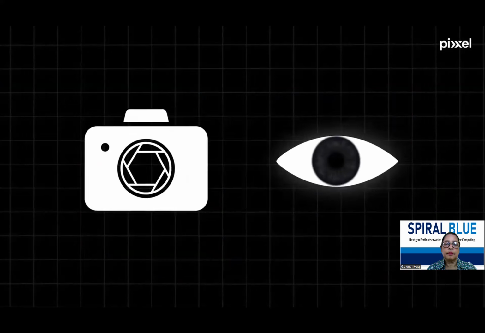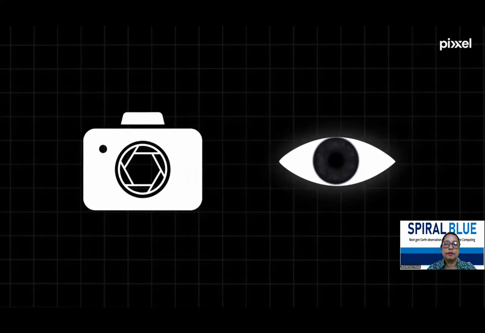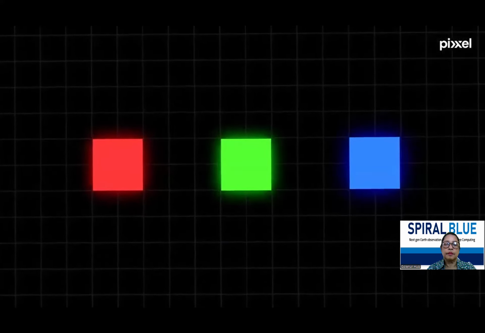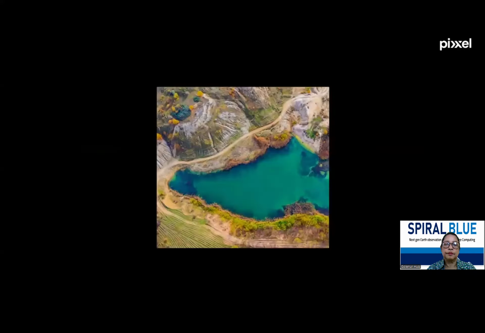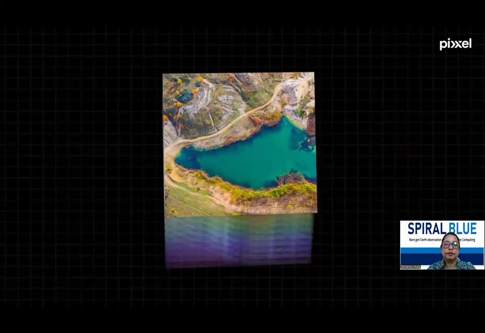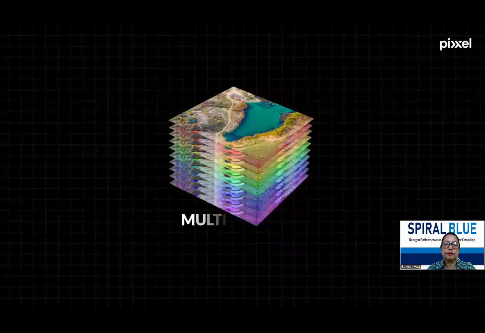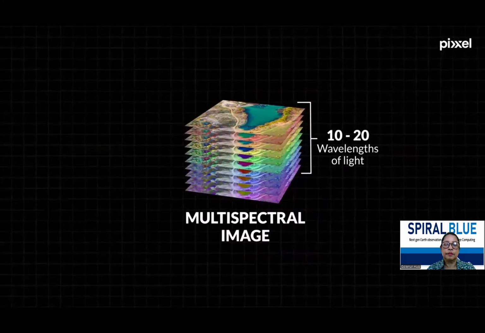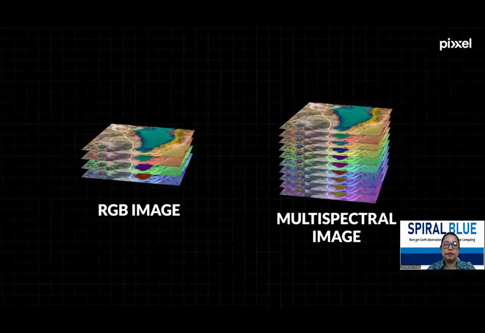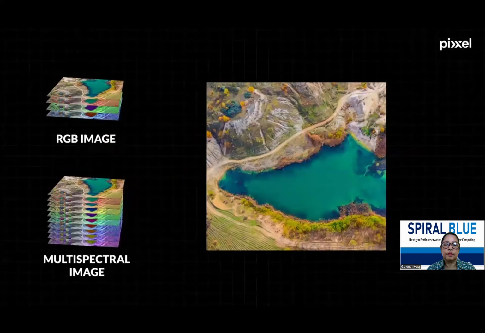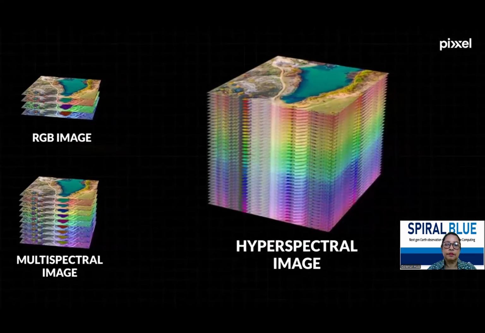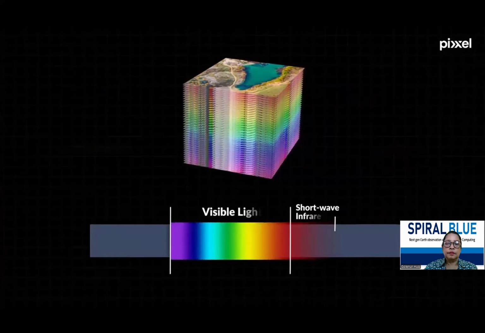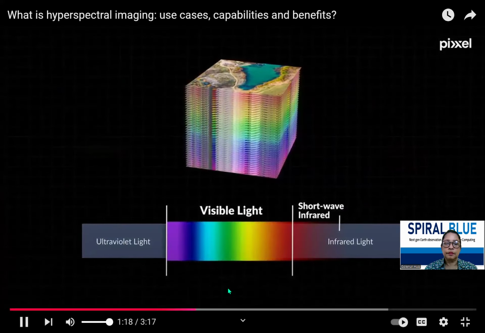Traditional color cameras are similar to our eyes. Their sensors capture only 3 primary colors of light: red, green, and blue. And therefore what we see is the combined value of these 3 wavelengths. The next step is multispectral imaging, where we can get 10 to 20 wavelengths of light, having more information than a normal RGB image. But hyperspectral sensors go beyond this limitation, dividing the light spectrum into hundreds of narrow and contiguous bands, capturing detailed information from the visible to the short-wave infrared spectrum.